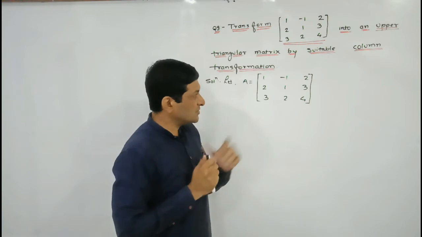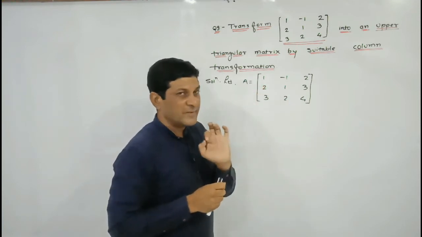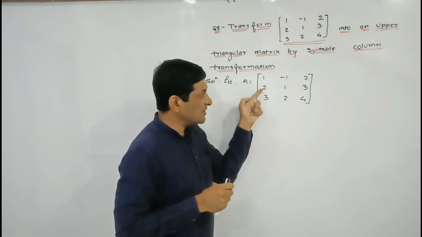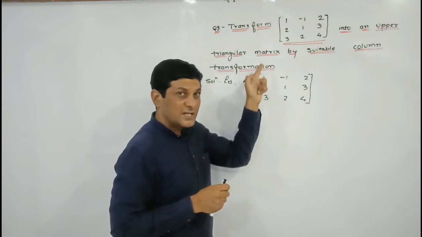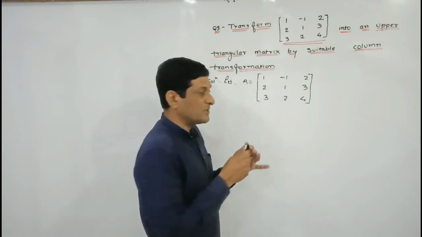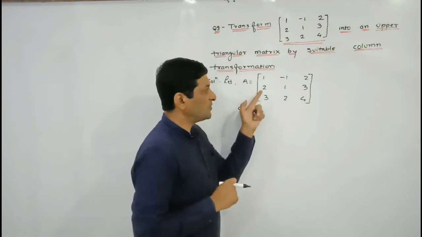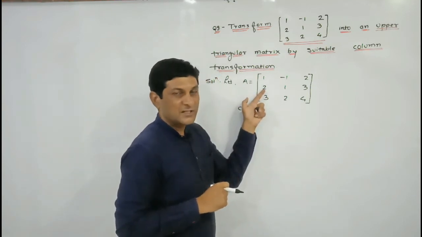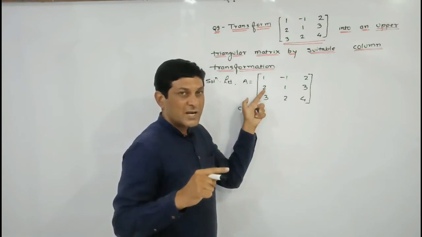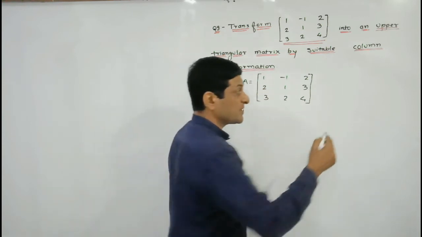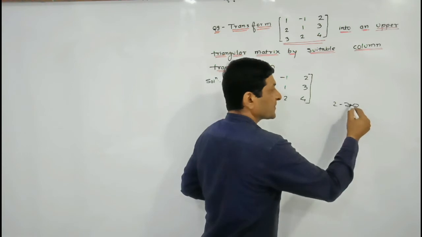So first, we have to convert these 3 elements into 0. First we are converting this 2 into 0. 2 is the element of which column? First column, means our operation is on the first column. First operation is on C1. If you observe here, the element of C1 is 2. Now from 2 we have to subtract what? 2, to get 0, isn't it?